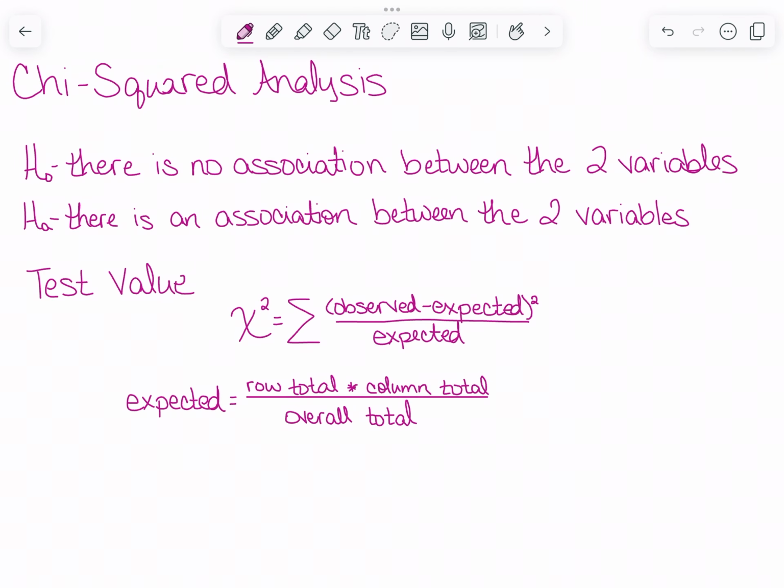Our test value for this is denoted by the Greek letter chi squared. And for this, we're going to add up a bunch of things. We're going to add up all of the observed minus expected squared over expected. Observed is going to be the data that we're given, the numbers and the values that we are given. And then the expected is calculated using this formula of row total times column total divided by overall total.